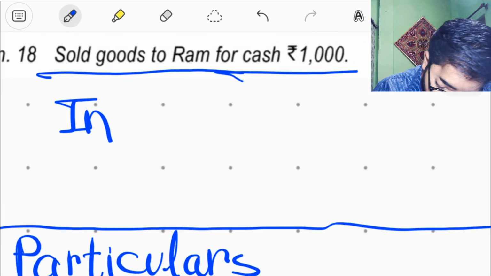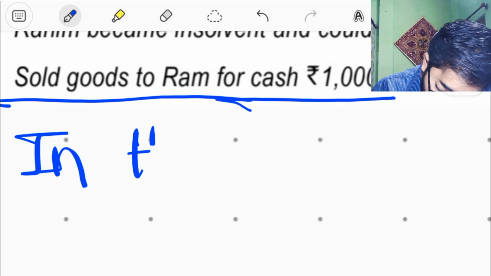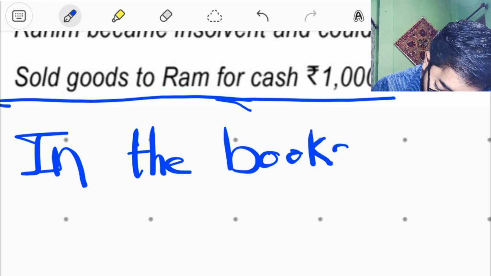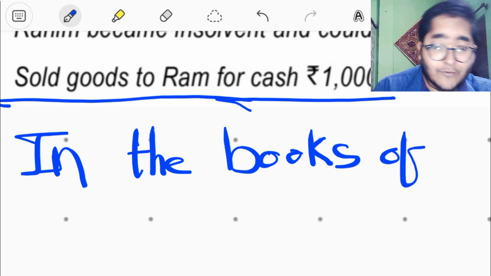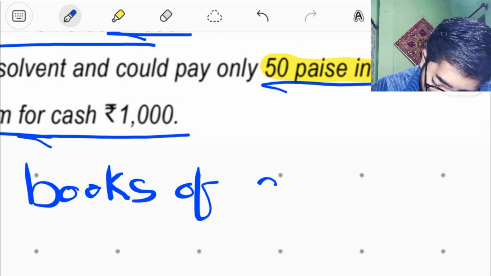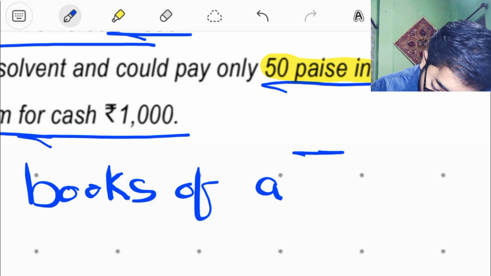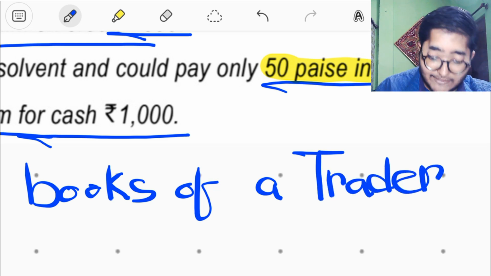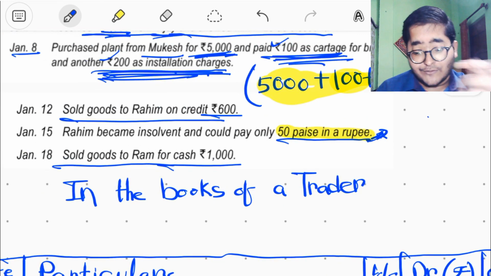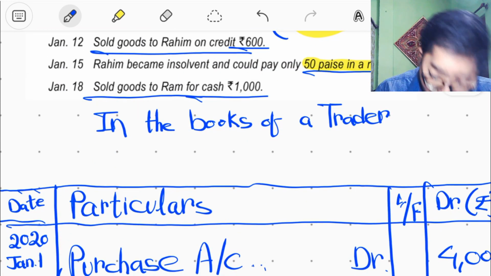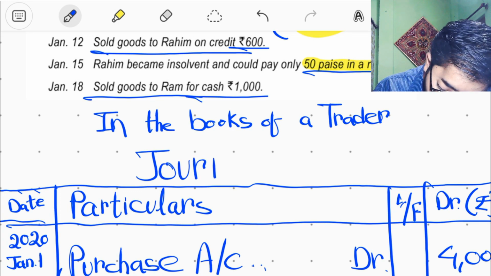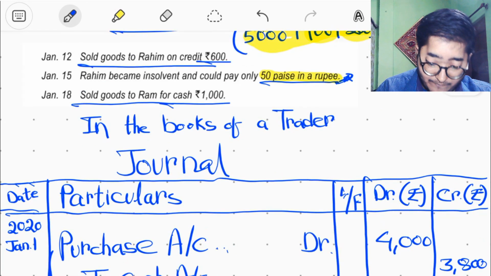in the books of a trader. If the name of the trader is given, it would be in the books of dash dash trader. Then the name of what we are preparing, the journal, would be given.